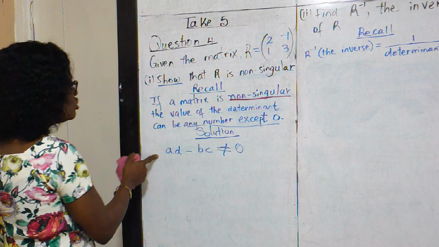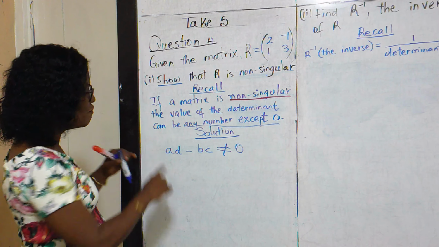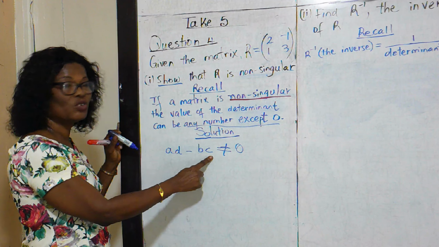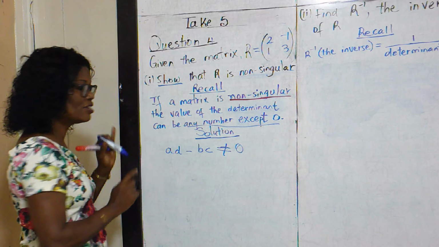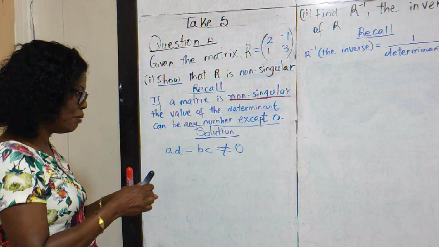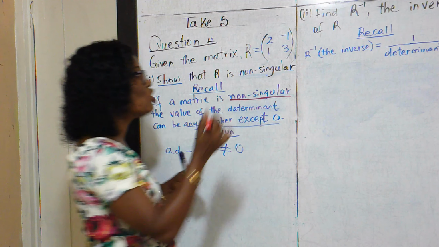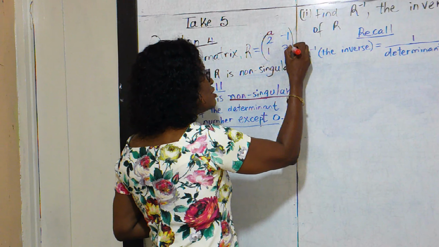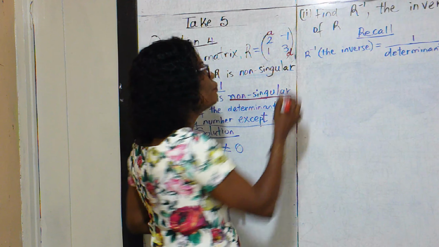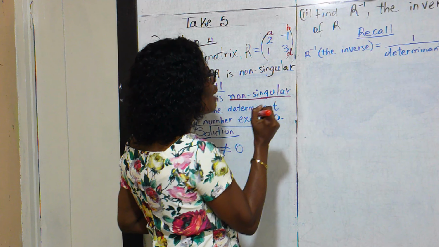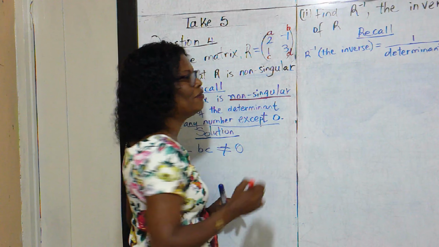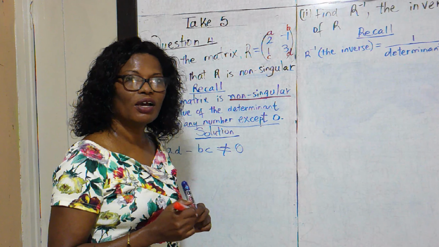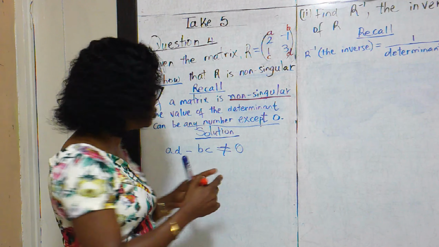So first we need to know what value is A, what value is D, what value is B, and what value is C. So we go up to the matrix that was given and we're going to be labeling them. Don't forget that the top left is always A. The bottom right is always D. Then the top right is B, bottom left is C. And once you can label that, you are good to go, because you're just going to substitute it into the formula.